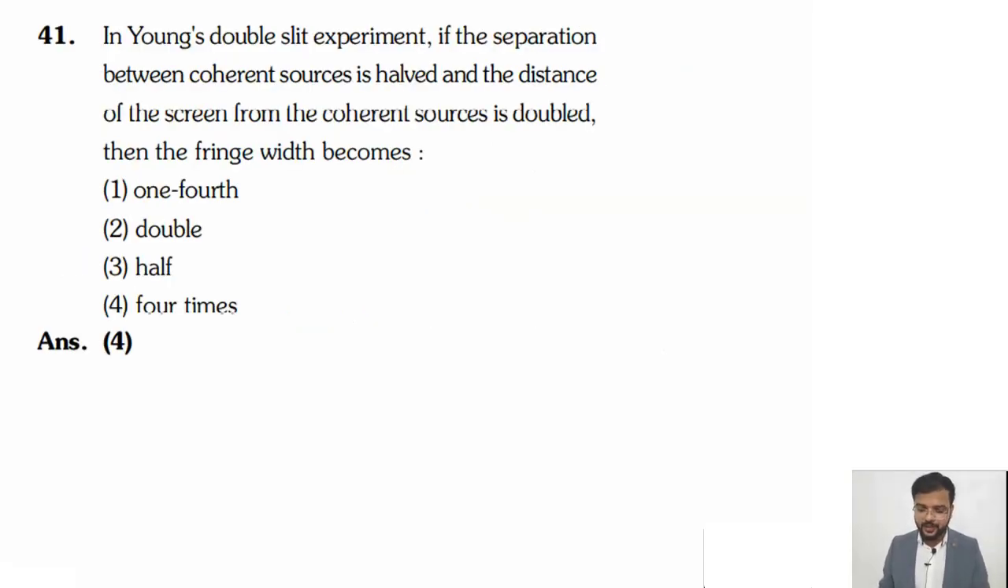Okay, next question. In Young's double slit experiment, if the separation between coherent sources is halved and the distance of the screen from the coherent sources is doubled, the fringe width becomes... We know the fringe width formula is beta equals lambda D by d, correct?